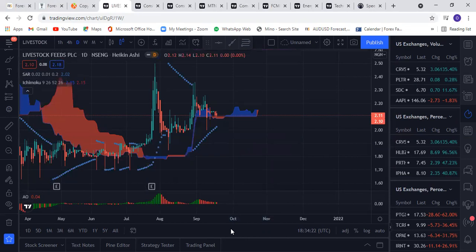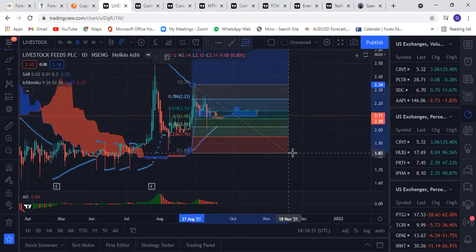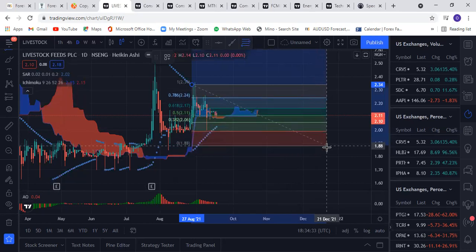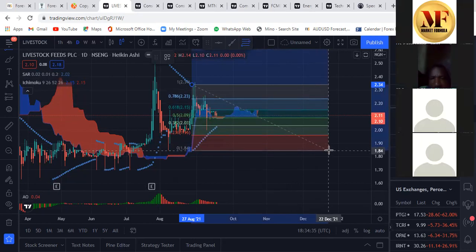Wow. I like this. It's mixed, but it's a good entry currently. If you get it at this price, it's not bad. Look at my Fibonacci. Fibonacci is telling me that these are my supports. And currently, price is respecting this level, 2.11 naira. But you still need confirmation.